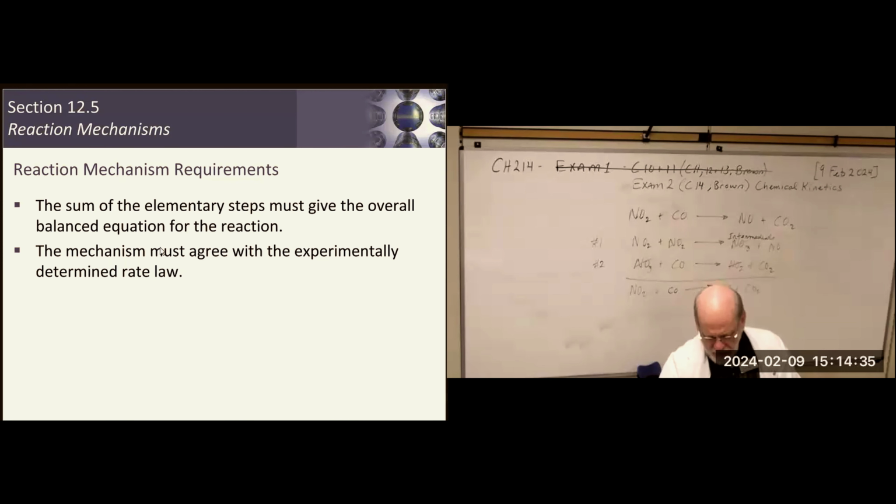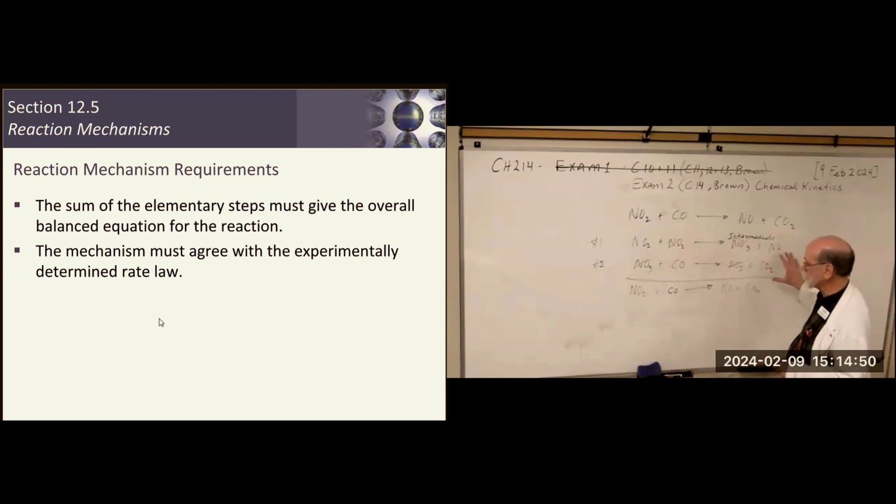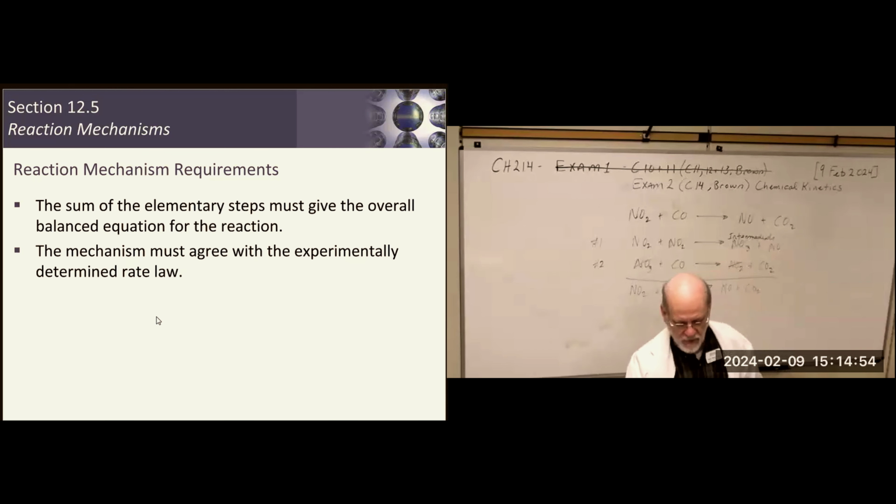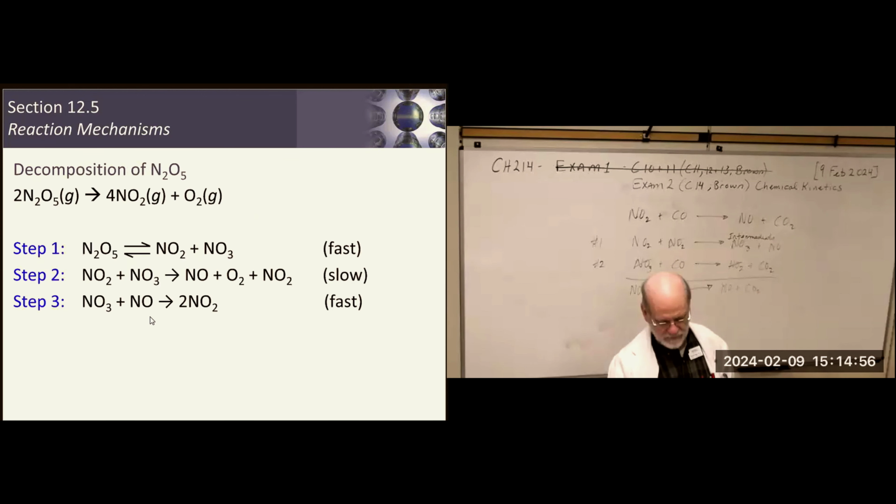All right. I've already covered this requirement. The sum of the elementary steps have to add up to the overall balanced equation. And the mechanisms must agree with the experimentally determined rate law. In other words, when you derive the rate law from the elementary steps, it has to agree with the experimentally determined one. Those two conditions are inviolable.